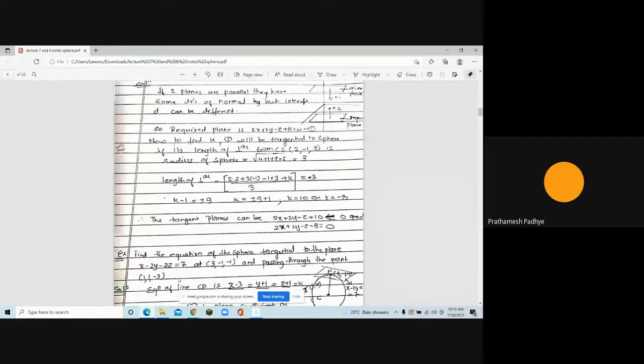4 unknowns होते हैं. Correct. 4 unknowns. Absolutely right. U, V, W and D. Correct. तो आपको conditions कितने दिए हैं? Tangential का दिया है, at a point दिया है, passing through a point दिया है. So directly you don't have 4 different conditions. That means you have to use a concept which will try to give you the center or the radius directly.